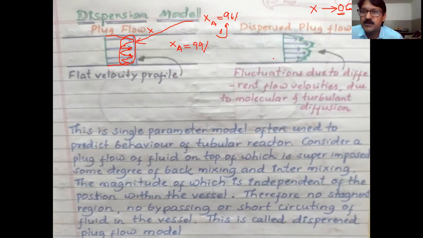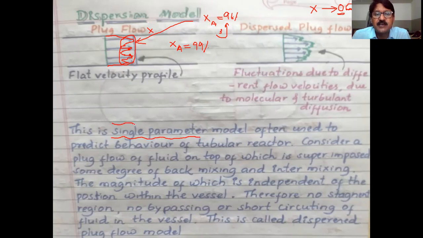I hope you understood why you want to predict. We want to predict what the mixing condition is in the plug flow. If at all it is there, then you should be able to predict this mixing by use of a dispersion model. This model is used to predict deviation of a plug flow reactor. This is a single parameter model, meaning we are going to develop only one parameter from which you should be able to tell the extent of this dispersion.